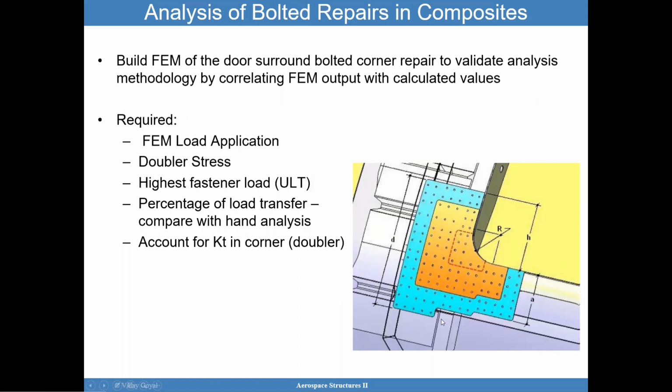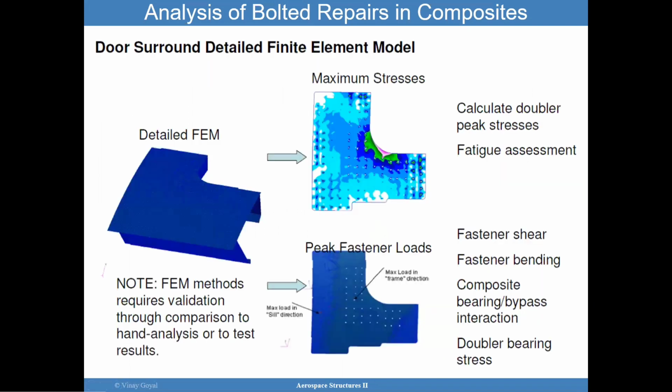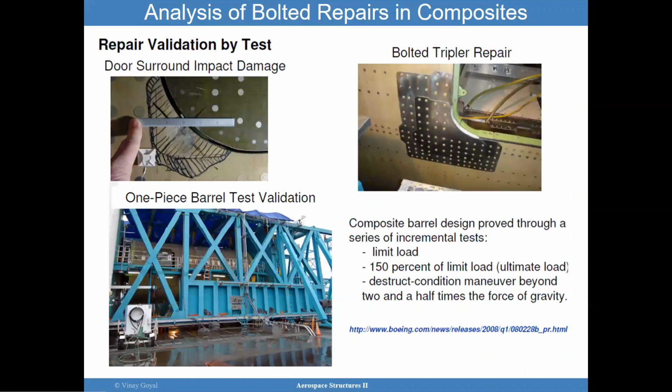And so I want to make sure that your finite element analysis considers the doubler stress, the highest fastener load, and making sure that the percentage of load transfer is appropriate. You want to account for the stress concentration due to the corner of this repair. The model should include all the details. You want to calculate the maximum stresses. You want to determine the peak fastener loads, and then perform a fatigue assessment. You want to calculate the fastener shear, bending, composite bearing bypass interaction, and then determine the doubler bearing stress.